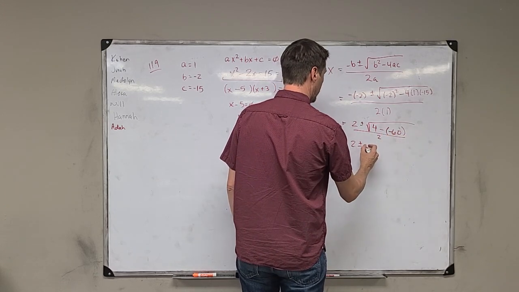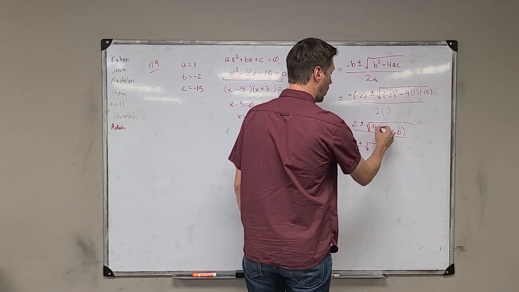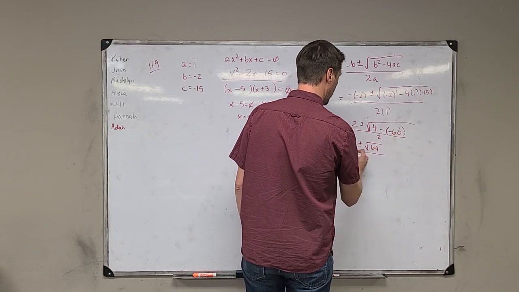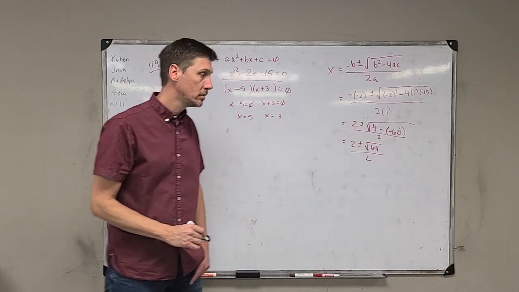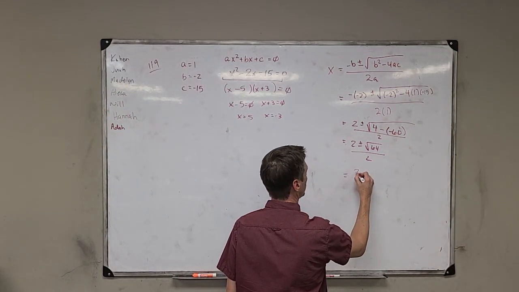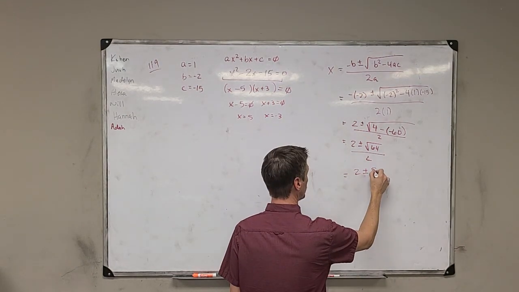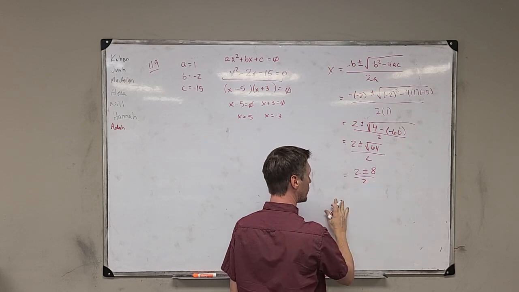I simplified a little bit further and I get 2 plus or minus the square root of 4 plus 60. So this is the square root of 64 divided by 2. What is the square root of 64? Square root of 64 is 8, right? So that's 2 plus or minus 8 over 2.